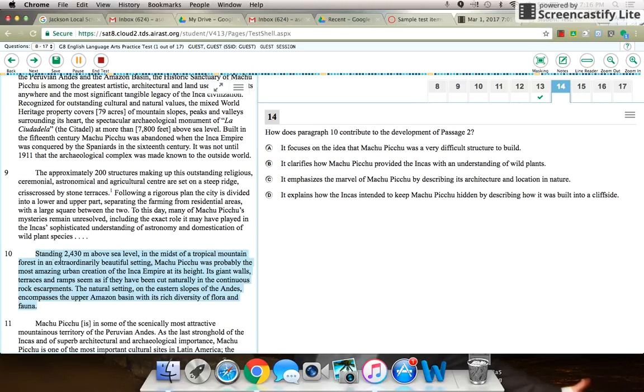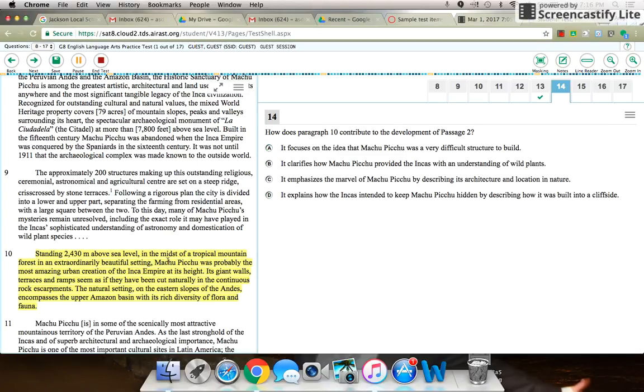And so what I've done is I've gone to paragraph 10. Let's highlight it so we stay focused. And let's look at some of our options to see where they may be going with this. It focuses on the idea that Machu Picchu was a very difficult structure to build. It clarifies how Machu Picchu provided the Incas with an understanding of wild plants. It emphasizes the marvels of Machu Picchu by describing its architecture and location in nature. It explains how the Incas intended to keep Machu Picchu hidden, but by describing how it was built into a cliffside. So these are some of our options.